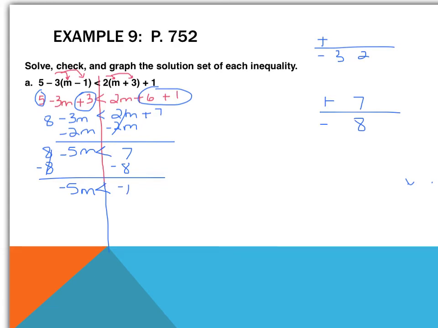Then negative 5 times m, so the opposite is to divide. Okay, and then at this point I say, oh, I'm dividing by a negative, so I need to reverse my sign so that it's the opposite direction to greater than. So then m is greater than positive 1/5, because negative divided by negative is positive. Okay, so we will graph it.